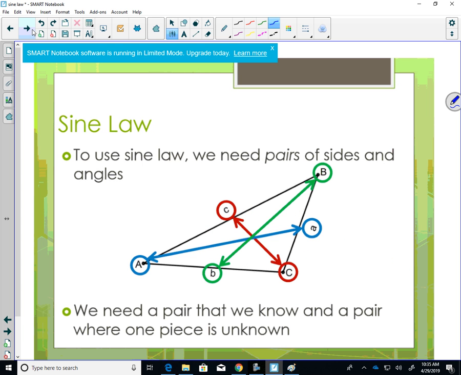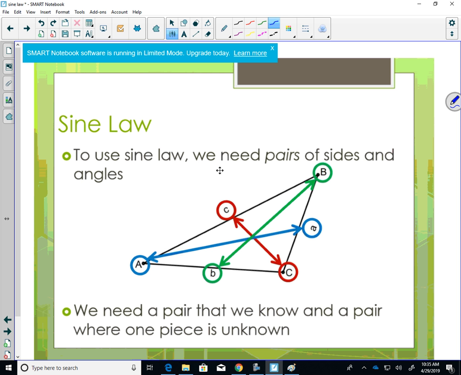Is the next thing an example? Not quite. To use the sine law, we need pairs of sides and angles. You need a pair that we know and a pair where one piece is unknown. So you need angle, side and then another side, or angle, side and another angle, or angle, angle, side, and no side. You need 3 out of 4.